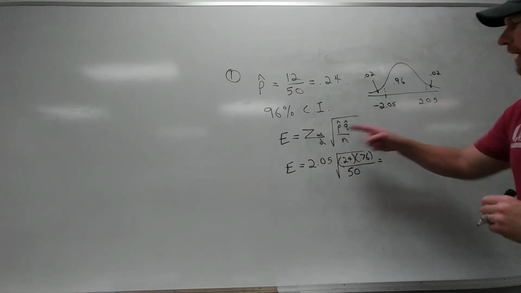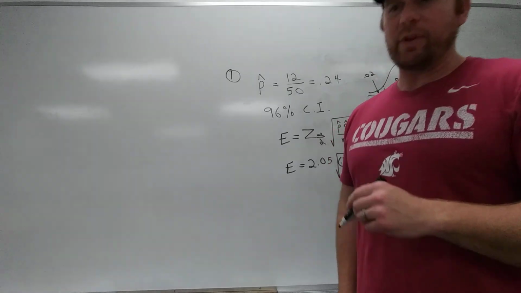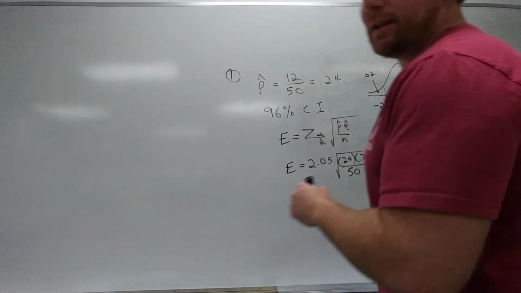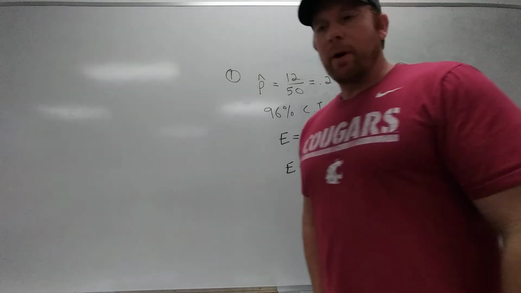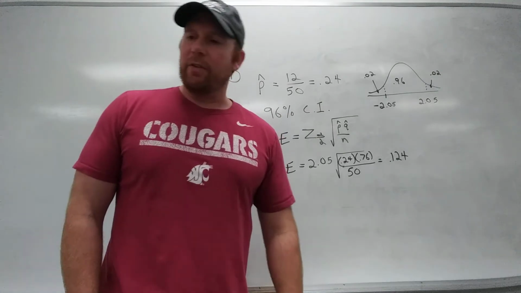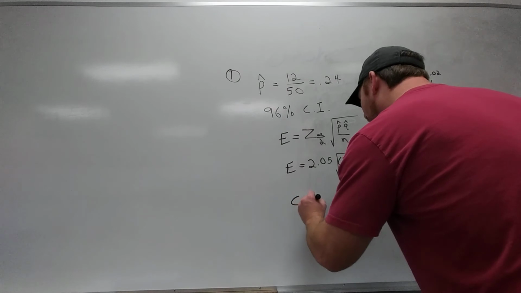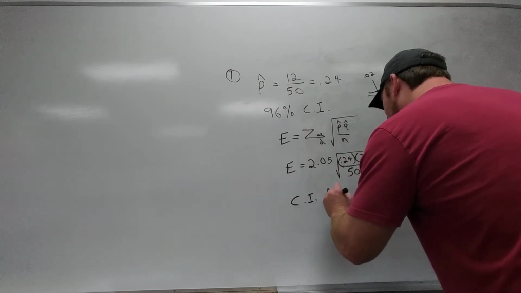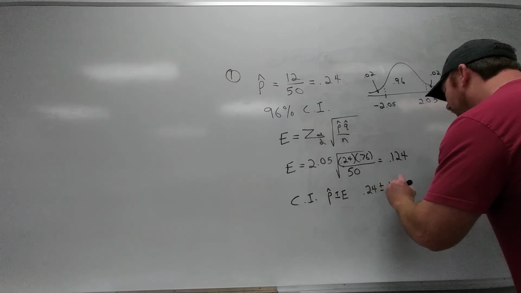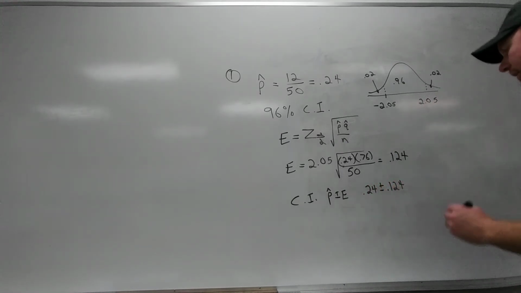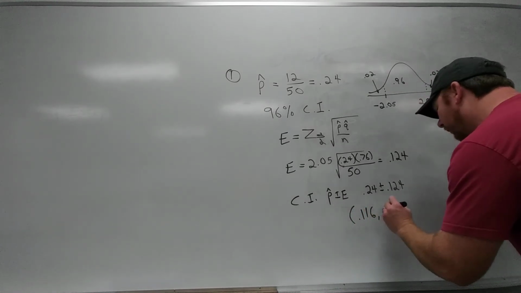So we put all of this into the margin of error formula for the confidence interval for proportion. Remember, this is out of chapter 7. And after putting that into the calculator, we get 0.124. So that's my margin of error. All I have to do to come up with my confidence interval now is add and subtract that to p hat. So my confidence interval is p hat plus and minus E, so it's 0.24 plus and minus 0.124, and what that gives me is this nice interval, 0.116 all the way up to 0.364.